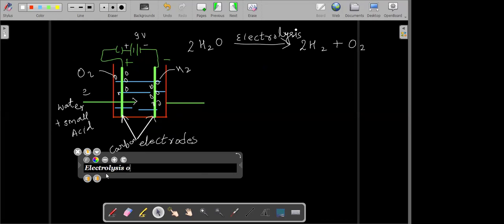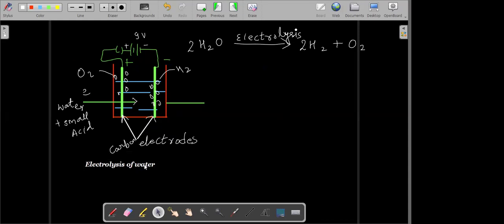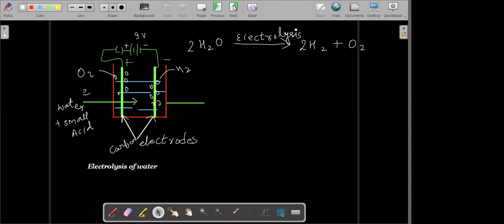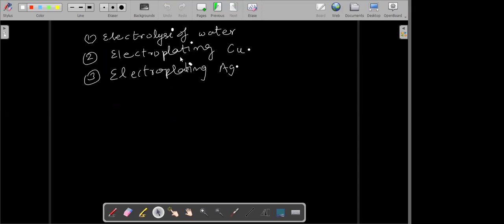Sir, on a page you wrote the three things we did in the previous class, right? Yes, this one. Electrolysis of water. Today we'll do electroplating of copper. So we want to electroplate copper on some other metal.